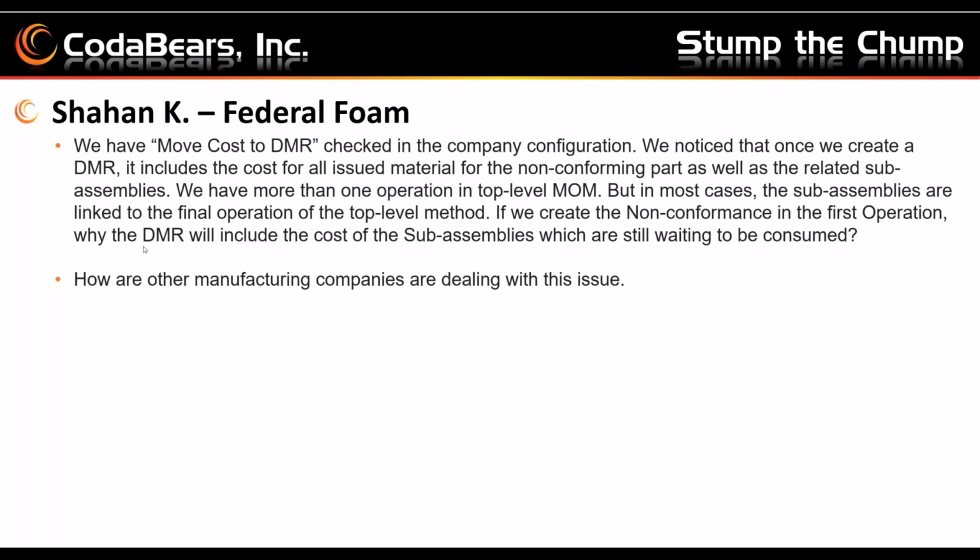And I'm going to throw this out. If anybody has this type of issue, I've not heard where it's putting it to the wrong level or pulling in other subassemblies for the non-conforming. This is the first for me, Shahan. The DMR should be for the level that you're on or any levels underneath, not for all.